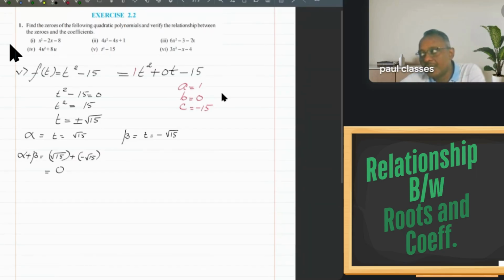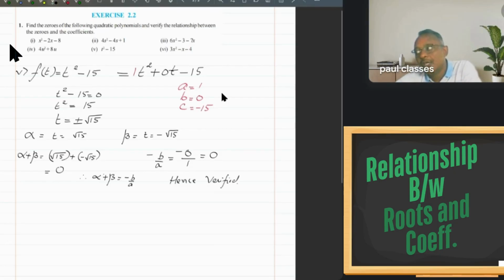You find out what is minus of b by a. That is 0 upon 1. 0 upon anything is 0. They both are equal. Therefore, alpha plus beta is minus b by a, hence verified. ठीक है? You find out what is alpha beta, product of the two numbers, root 15 multiply with negative root 15. Root 15 times root 15 makes it 15. Plus into minus makes it minus.